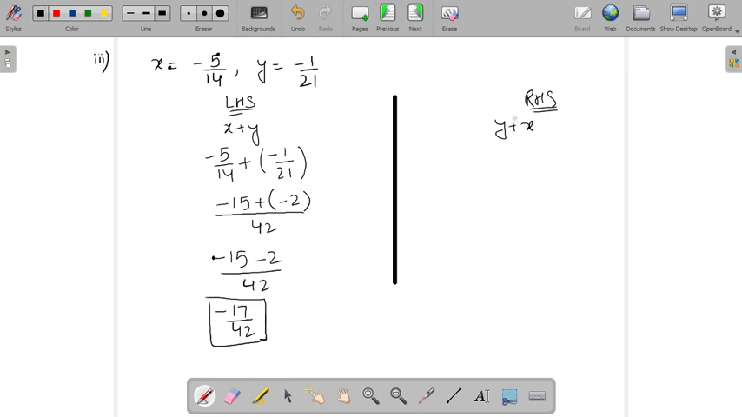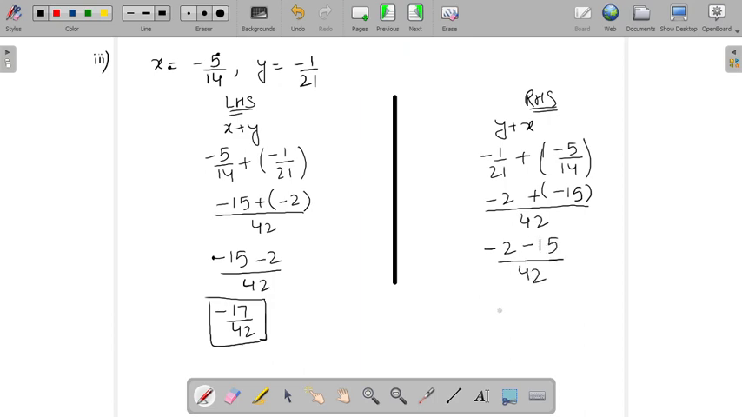Here in the RHS, the y value is written first. So you would take the y value first. So minus 1 by 21 plus, now you will take the x value, that is minus 5 by 14. Now next step, take its LCM. So LCM would be 42. So here it would come minus 2 plus minus 15. Now next step, open the bracket, plus multiply minus is minus. So it would be minus 15 upon 42. So minus 17 upon 42.